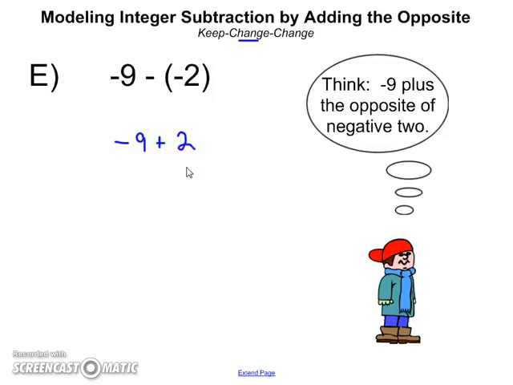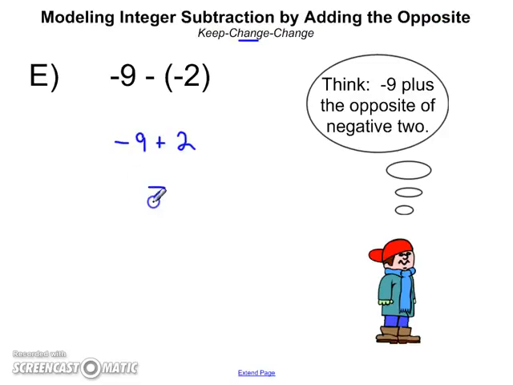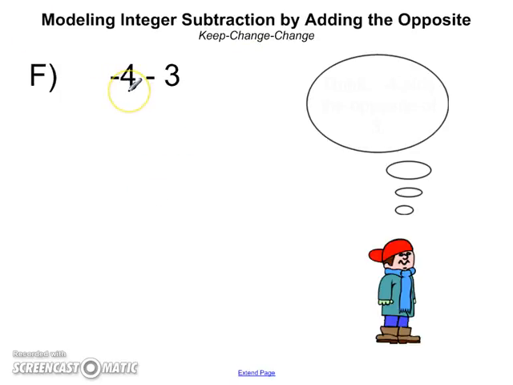And again, now I get to bounce back to my rules from the previous lesson. I have a positive and a negative, so I'm going to subtract their values. 9 minus 2 is 7, and attach the sign of the larger absolute value number. In this case, it's the 9, so I need the negative 7. All right?